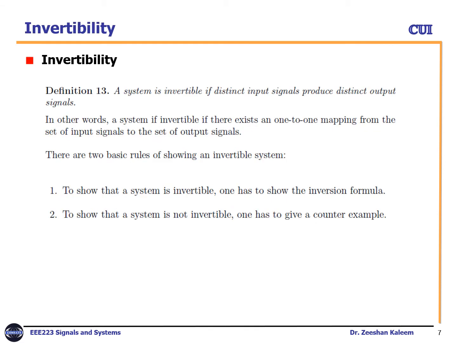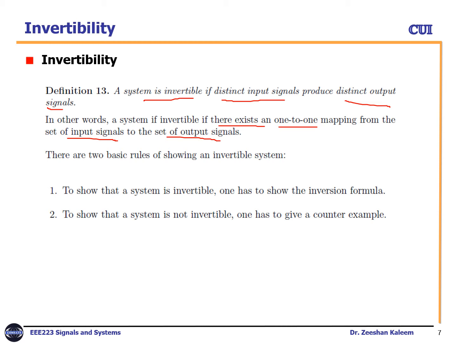The other important definition which we have to discuss is invertibility. So what is invertibility? A system is said to be invertible if distinct input signals, for example two different input signals x1 and x2, produce distinct output signals, meaning y1 and y2. In other words, a system is invertible if there exists a one-to-one mapping from the set of input signals to the set of output signals. It means that different input signals should give different outputs, not the same. Then we call it an invertible system.